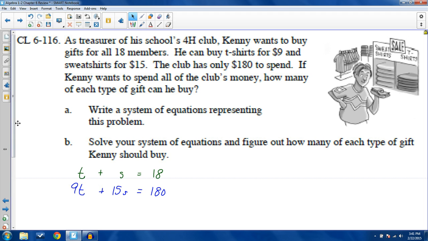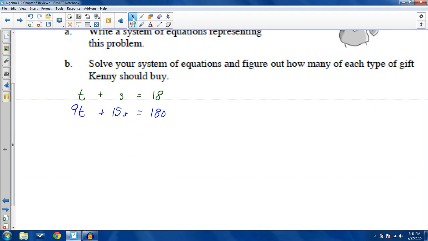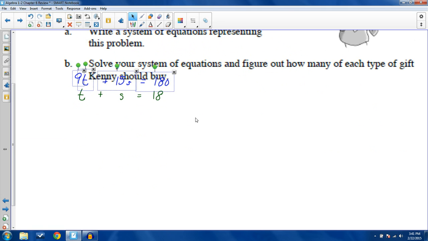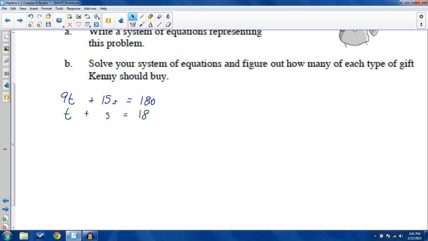Now solve for T and S here. I will do this two different ways, so you get a nice, over-encompassing idea of how you can use one and the other. First of all, I'm going to write that one on top. I like the bigger numbers on top and the fact that I might get some negative numbers on bottom. Let's just do it that way.